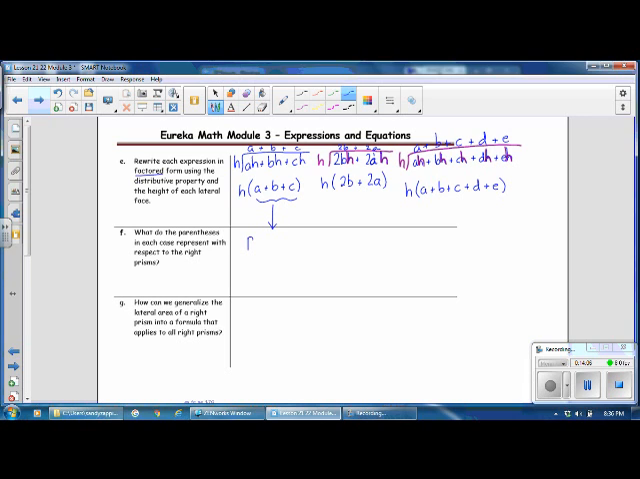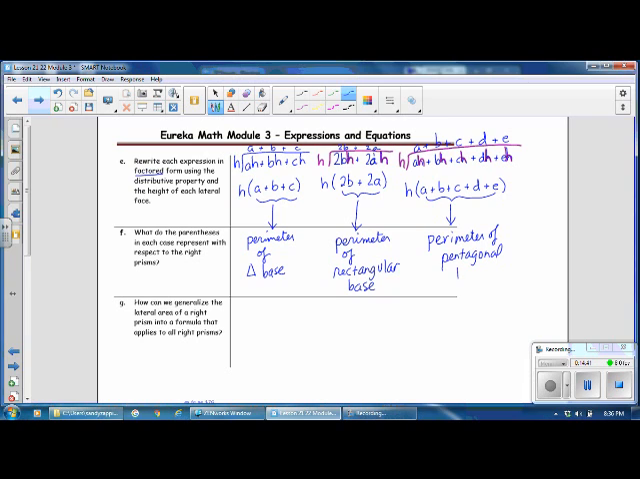This represents the perimeter of the triangular base. 2A plus 2B represents the perimeter of the rectangular base. And adding all the lengths of the 5 sides represents the perimeter of the pentagonal base.